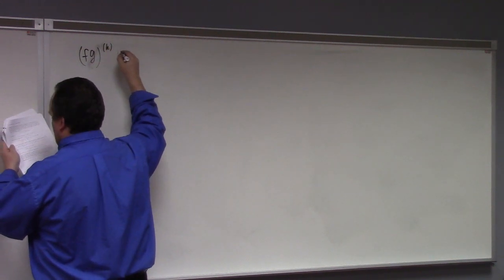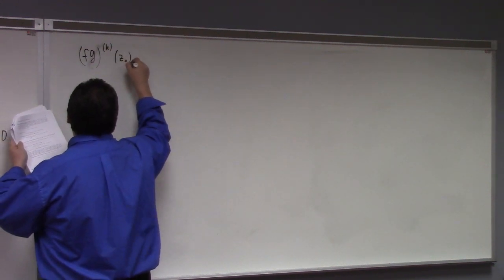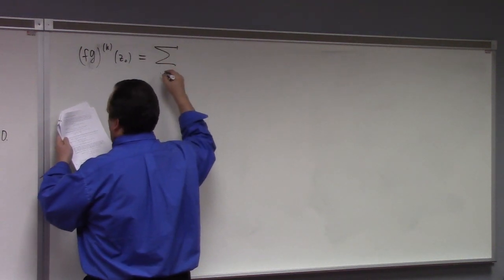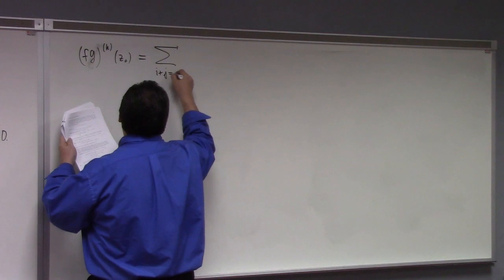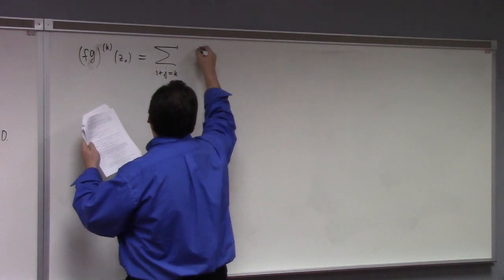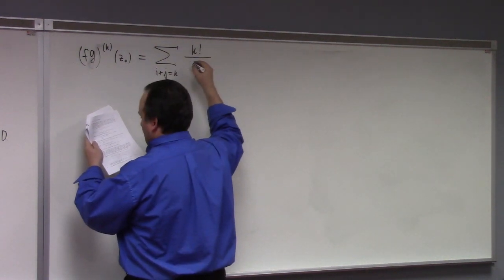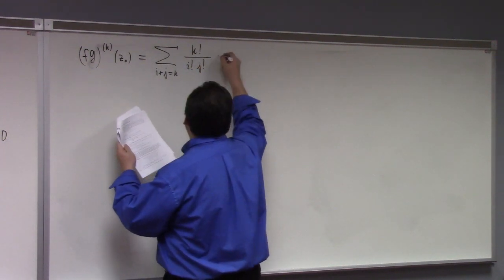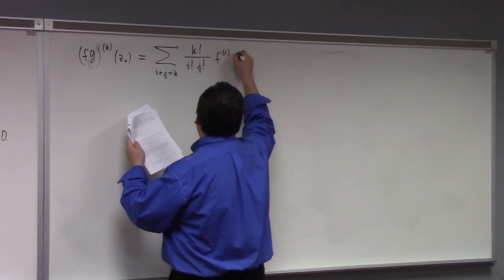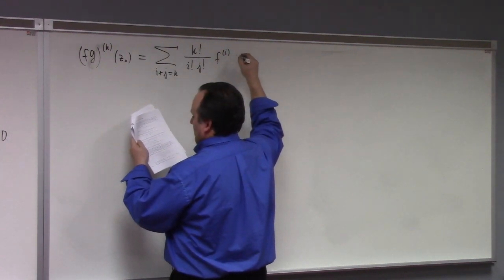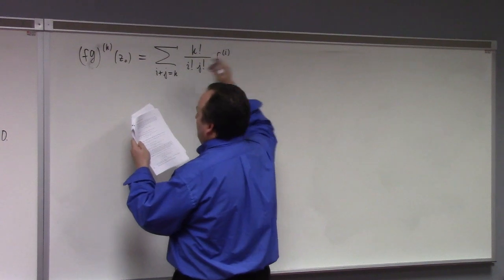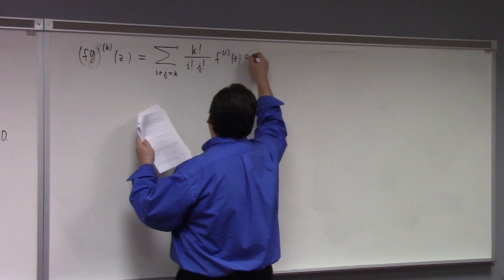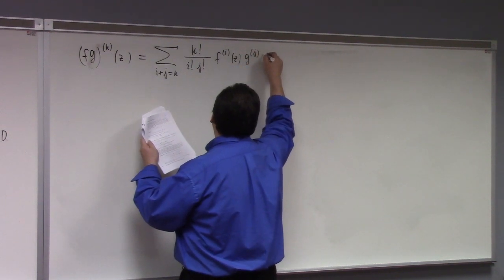The kth derivative of it at z naught. It turns out you can write that as the sum i plus j equals k of k factorial over i factorial, j factorial, the ith derivative of f, oh yowzers, I didn't want a z naught there, just of z, the jth derivative of g at z.